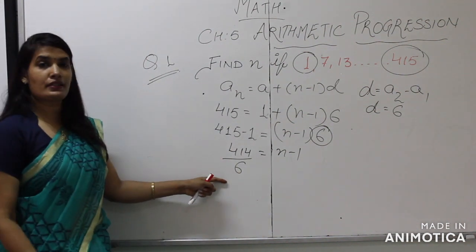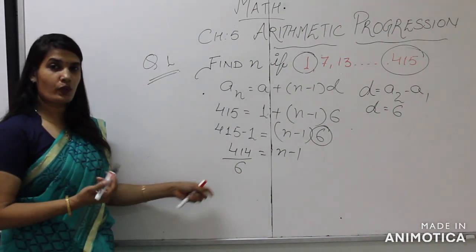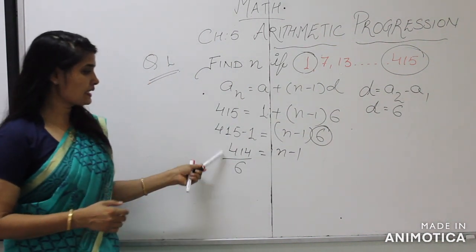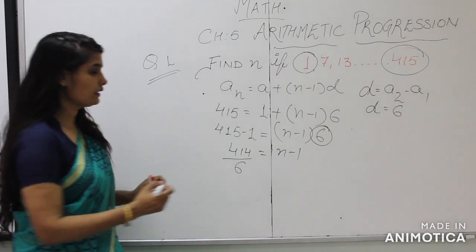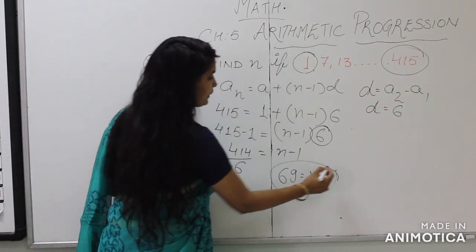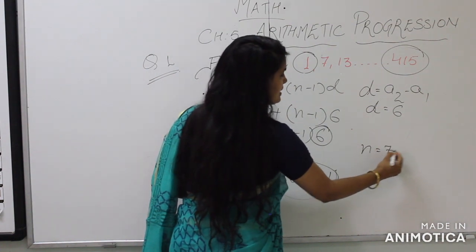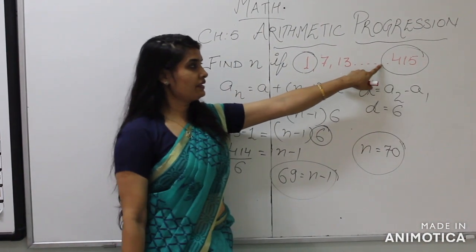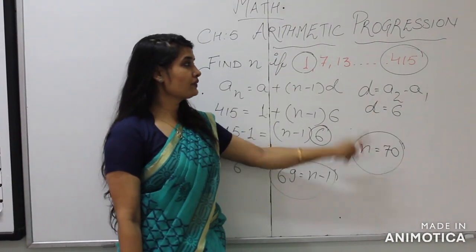414 upon 6, you know 414 upon 6 is what? 69. Okay, so 69 equal to n minus 1. So what is the value of n? n will be 70. It means 415 is the 70th term of the series.